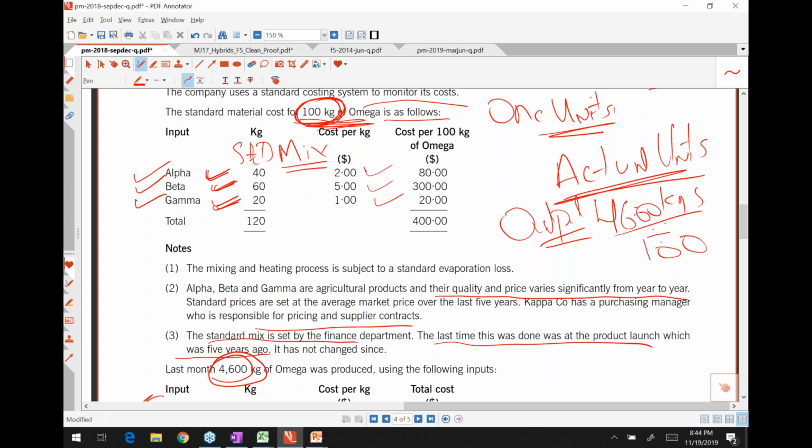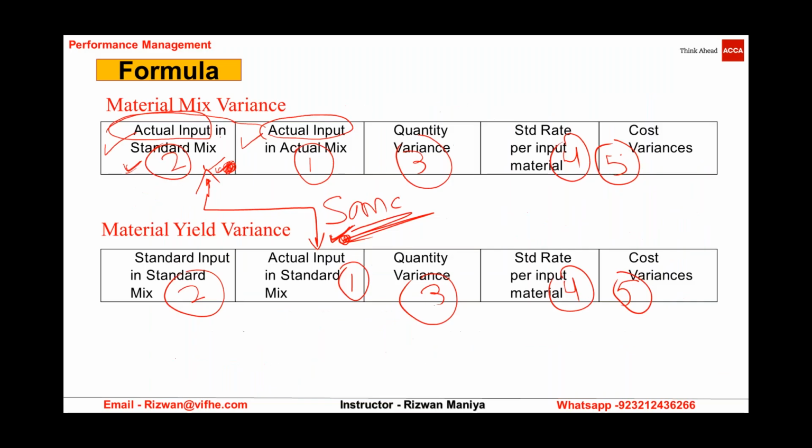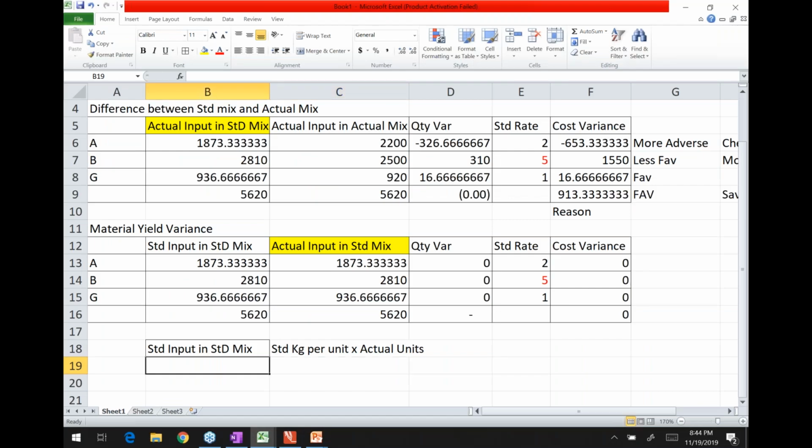And what will be the actual units? It's simple. We can work out the actual units here. So 4600 kgs is the output and 1 unit requires 100 kg. So if I divide 4600 by 100, let's work out the actual units. 4600 divided by 100. So it's 46 actual units. 46.